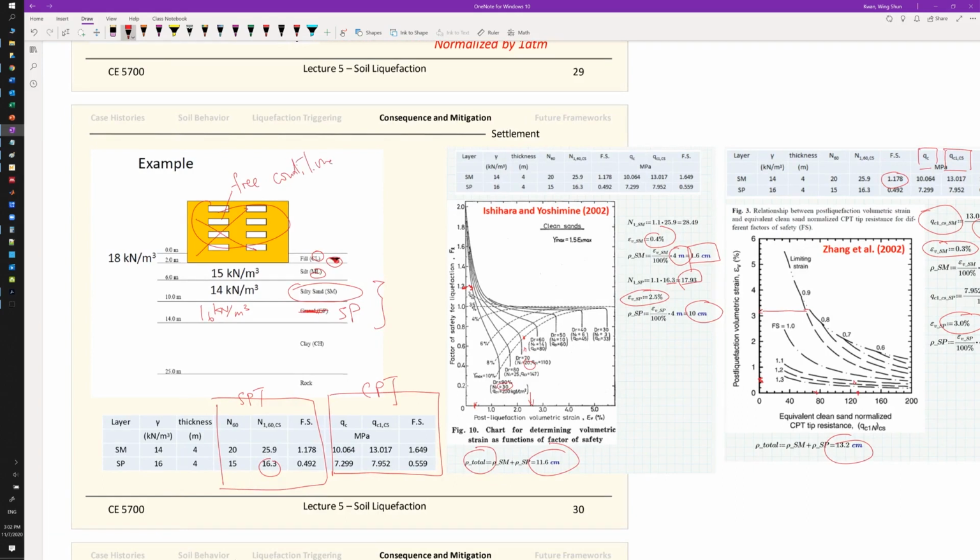We didn't look at the effect of the structure. We are not considering any surcharge or effect of the structure. This is a free field settlement when liquefaction happens, a very quick analytical estimation. If you really need more accurate results, and also coupling with the existing structure, then very likely you need a 3D finite element or finite difference model to get a better estimation.